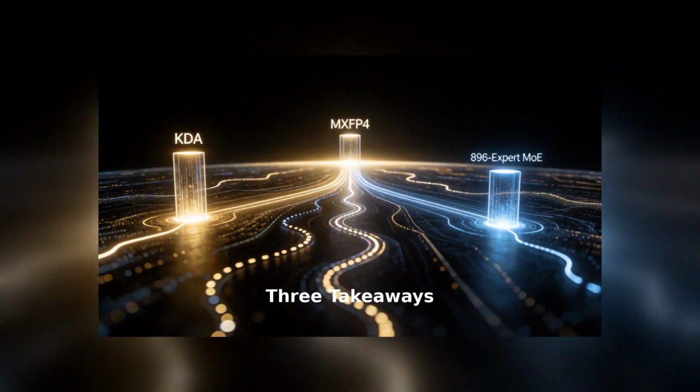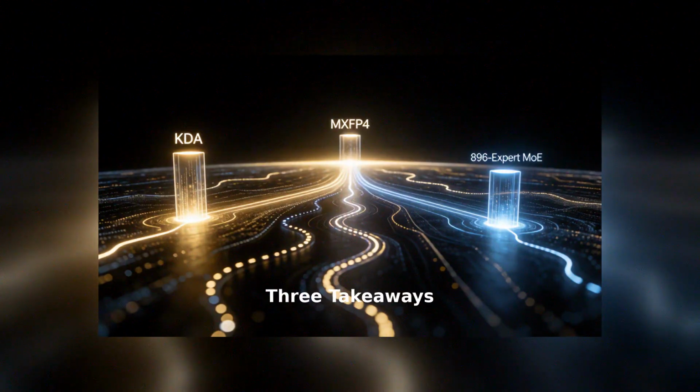3 takeaways for anyone building on AI. First, KDA changes the long context economics. If linear attention with residuals delivers 6x decoding speedup at 1 million tokens, the cost of long context inference drops dramatically. Any application doing document analysis, code-based reasoning, or multi-turn agent workflows benefits. Second, MXFP4 quantization-aware training is a signal. More models will train in low precision from the start, not quantize afterward. This makes deployment cheaper and quality more predictable.